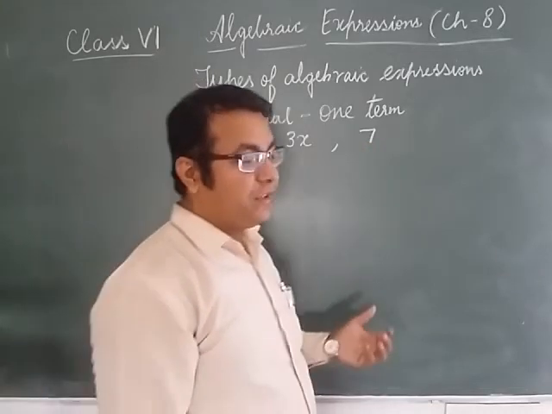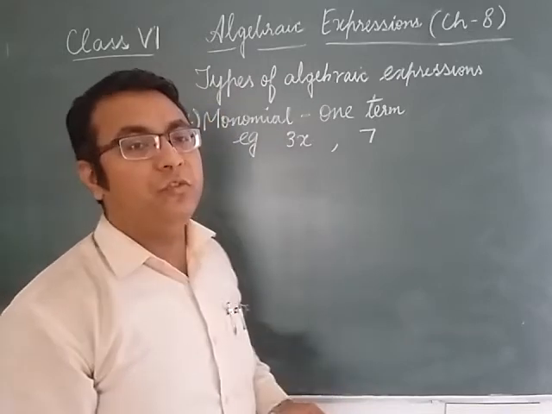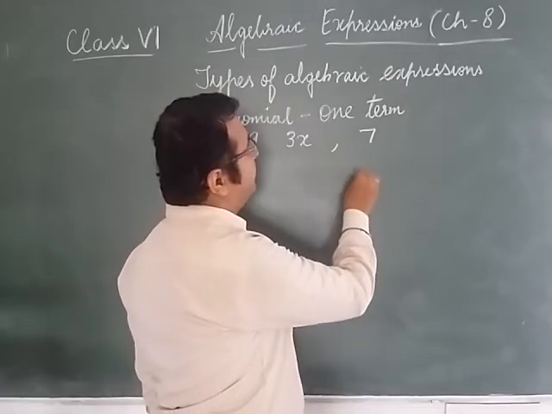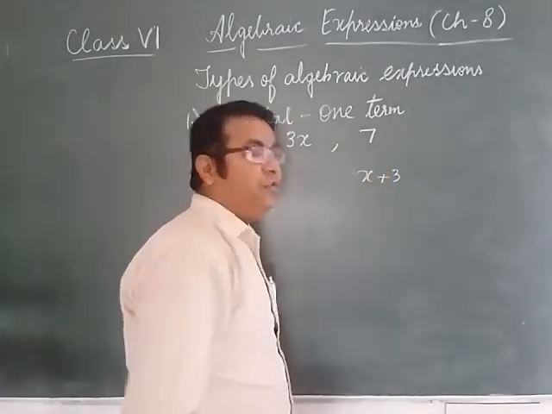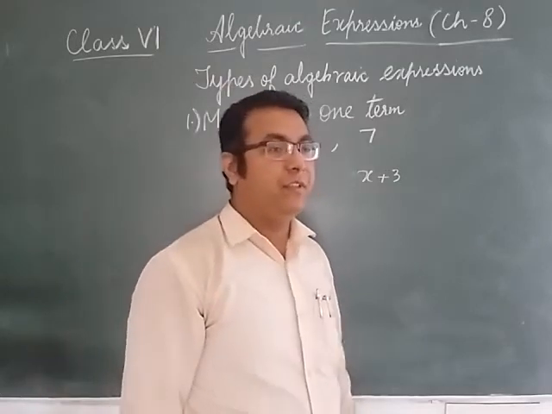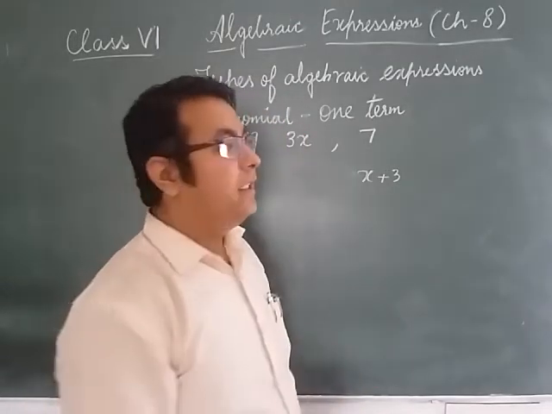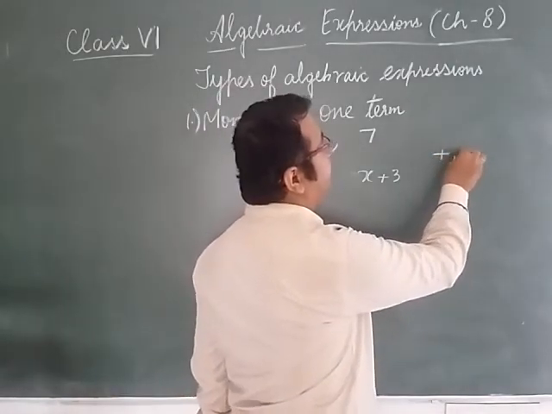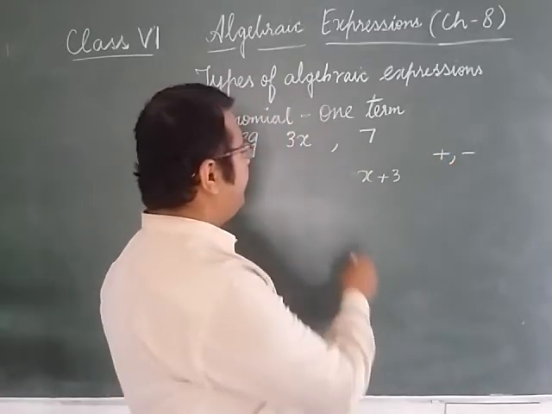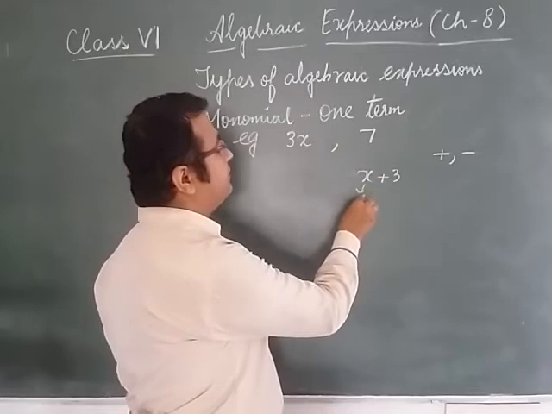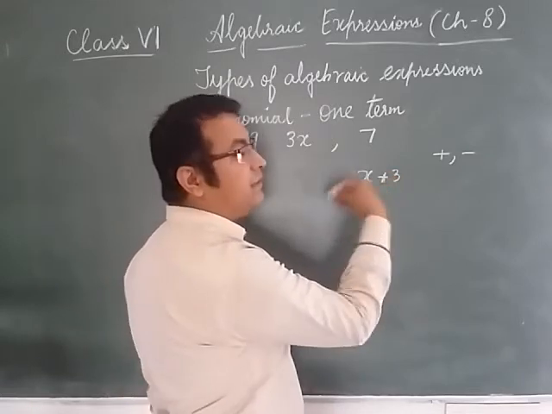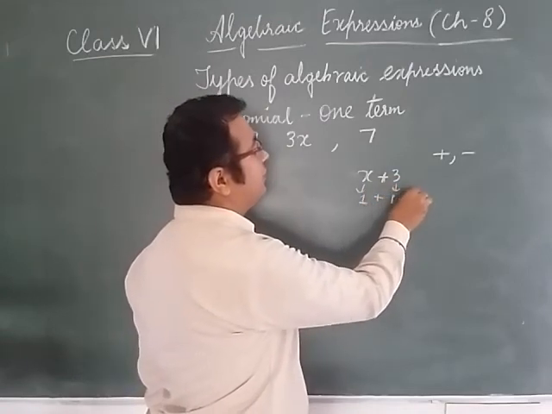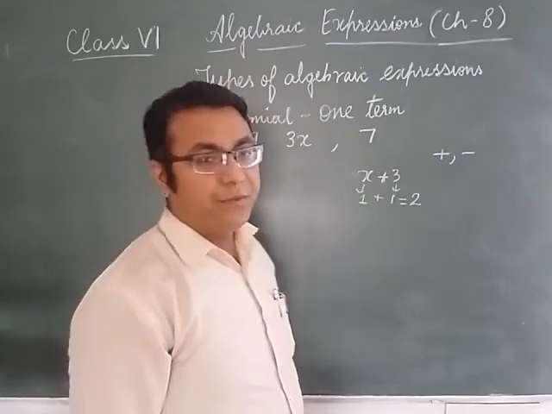Now before we move to the further types of algebraic expression, you should know how to find terms. If I write an expression x plus 3, in order to find the number of terms in a given algebraic expression, we have to keep one thing in our mind, that terms are separated using plus and minus sign. So here, as you can see, this x is one term. Now the plus sign is there, which means the next term will come. 3 is another term. So total how many terms are there? 2. Here the total number of terms is 2.